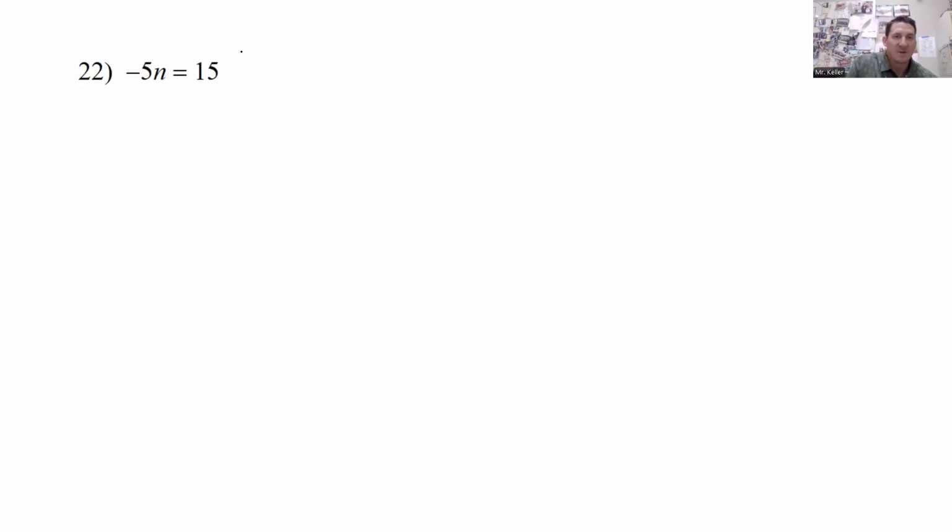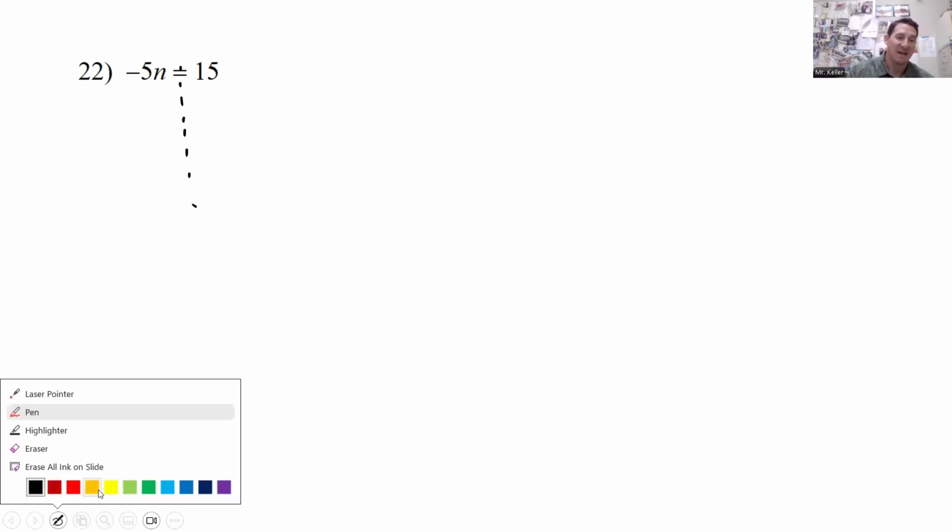All right. Next one here. We're dealing with the negative. So be careful with the negative. So this is -5 times n. A lot of people will see that minus there and think, okay, well, I need to add 5. The operation being done is multiplication. We're not subtracting 5. We are multiplying by a -5.